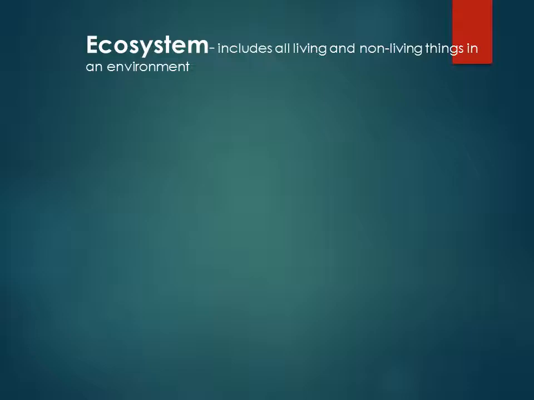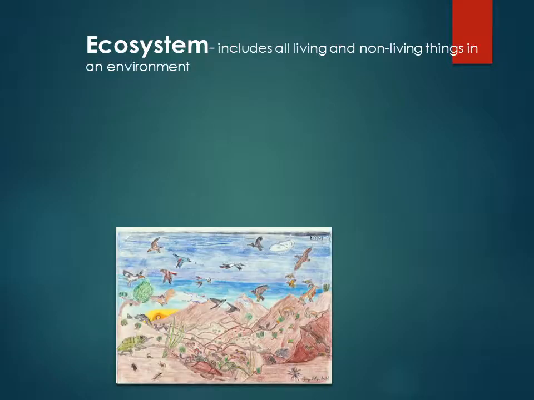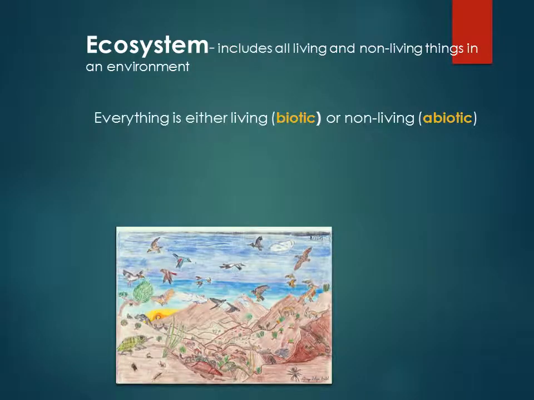Let's first start by defining an ecosystem. An ecosystem includes all living and non-living things in an environment. Everything is either living, biotic, or non-living. So here in the picture, we see both living and non-living things. While there's grass, there's also the sand, and there's the trees. And so all those things are either living or non-living.